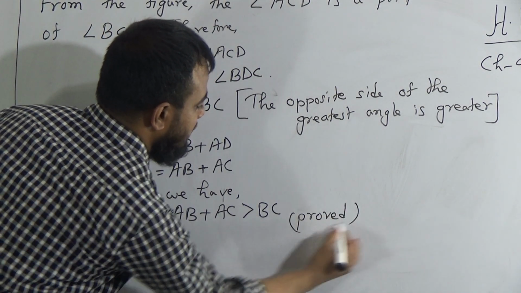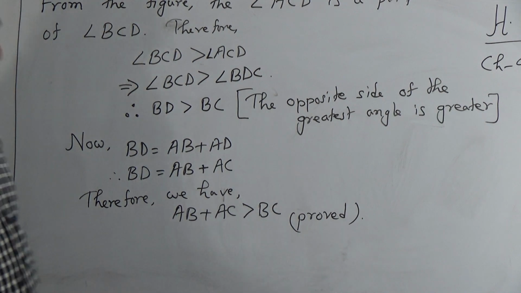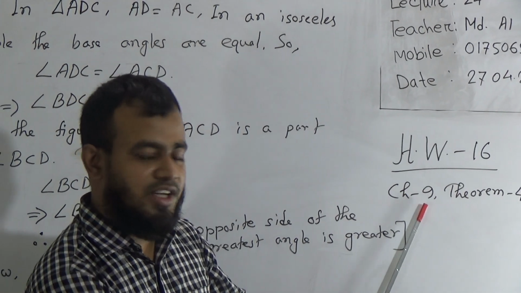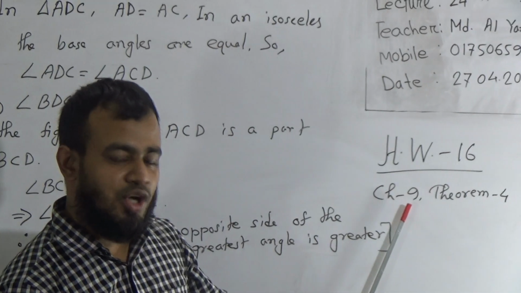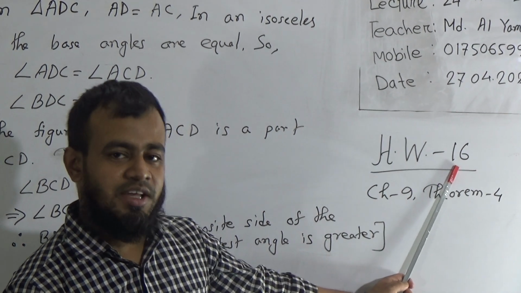I hope, my dear students, you have understood how to prove this one. And you must do your HW number 16, because your HW number 16 is theorem 4 in chapter 9. This one I have already done on the board, and you need to solve it in your HW copy, and you should mention the HW number 16 in your HW copy.